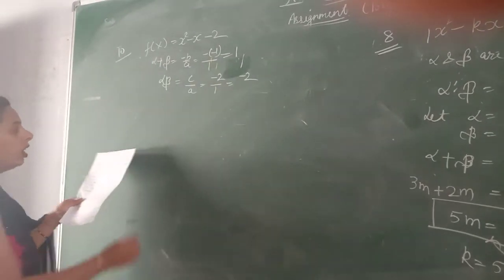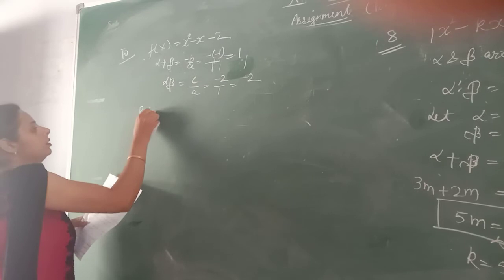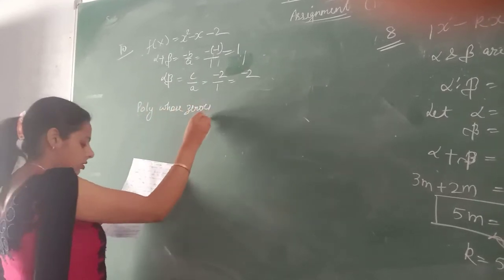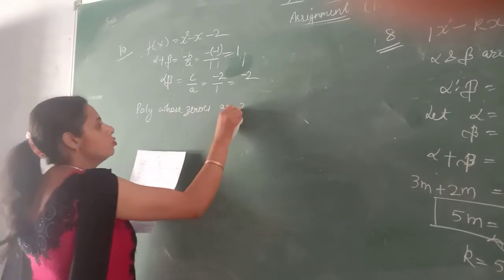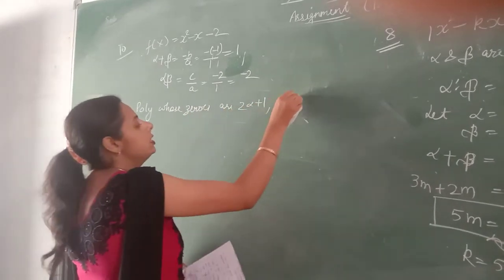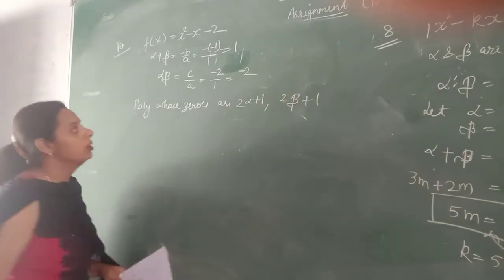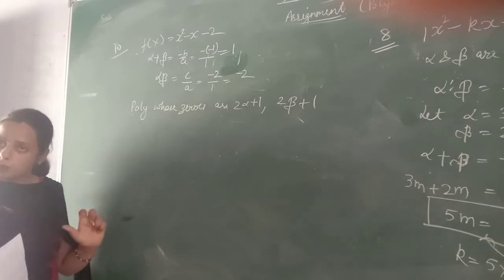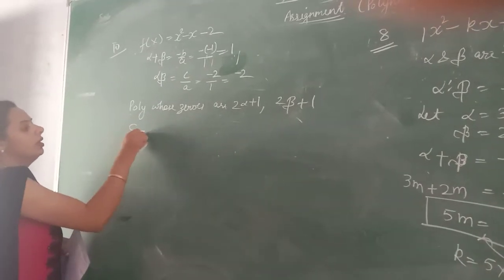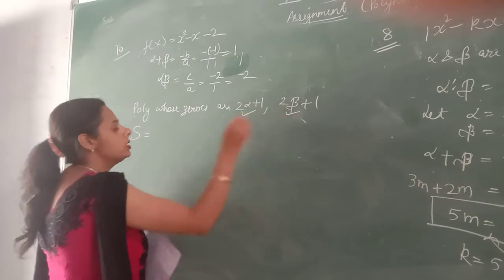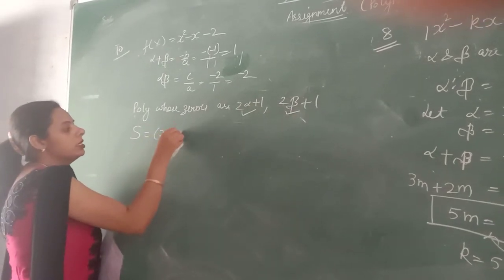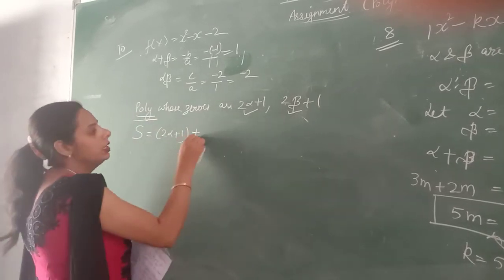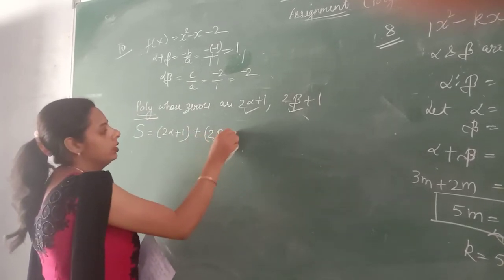But you have to find a polynomial whose zeros are, first, 2 alpha plus 1 and, second, 2 beta plus 1. To find any quadratic polynomial, you need the sum of the zeros and the product of zeros. Firstly, I am just going to find the sum of the zeros, and the zeros are these. So 2 alpha plus 1 is the first zero of the polynomial you want to find. Okay, and the second zero is 2 beta plus 1.